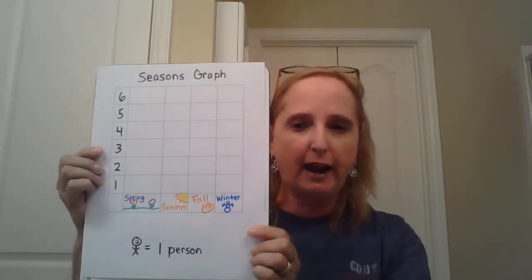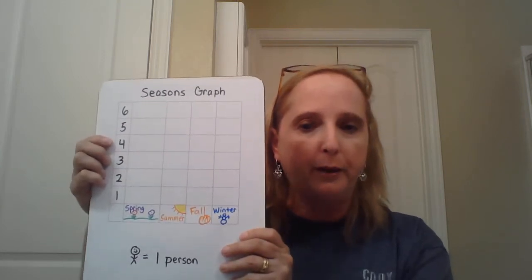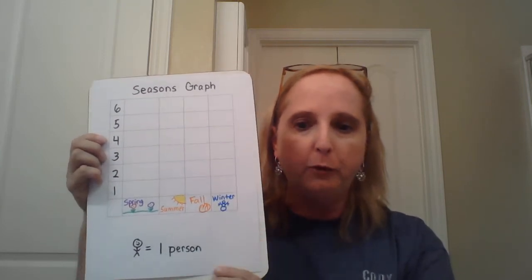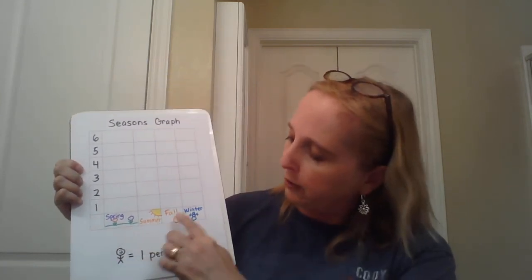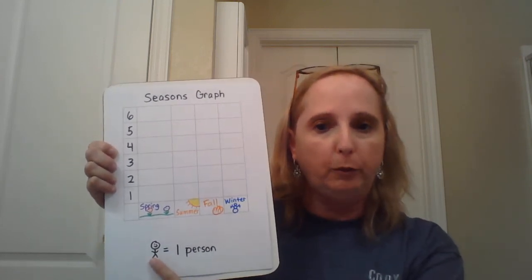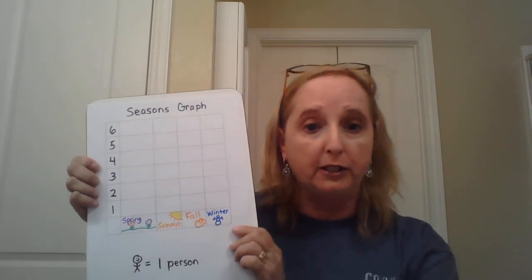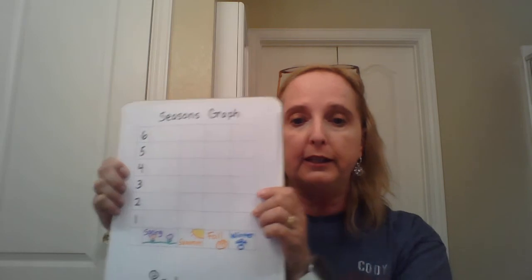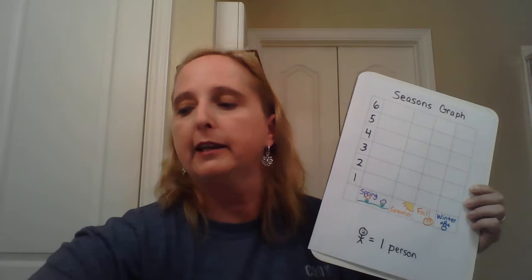So the first graph we're going to make is a seasons graph. And I went ahead and printed a chart, but you could just do this on blank paper and draw your lines. But we have our 4 seasons. We have spring, summer, fall, and winter. And since it's a picture graph, we're going to draw a little person, and each person equals one person. So what I'm going to do is look at my information and see what they said.